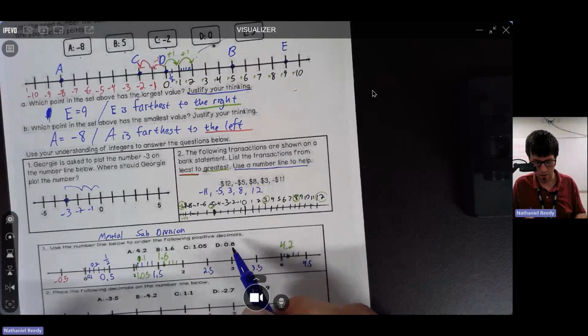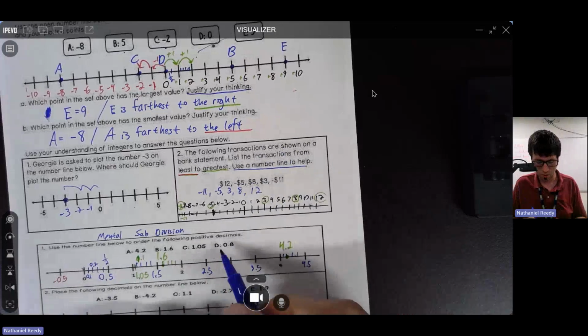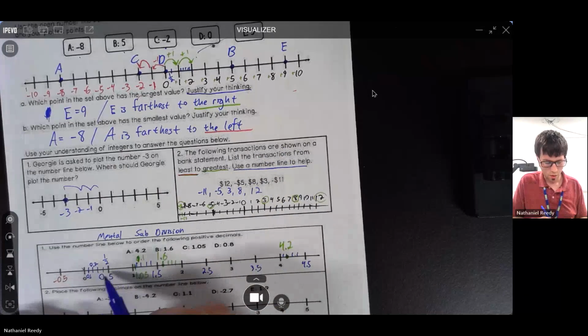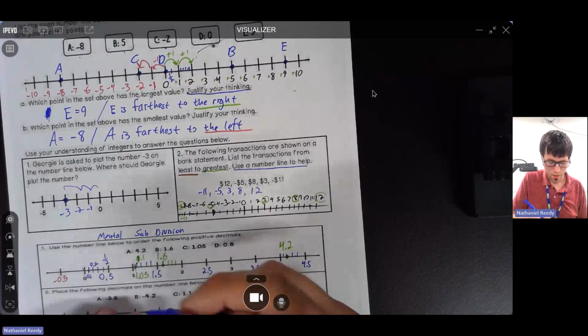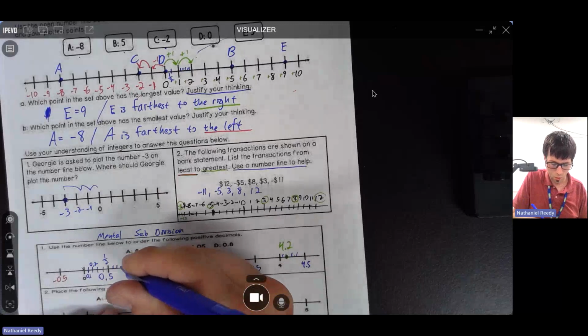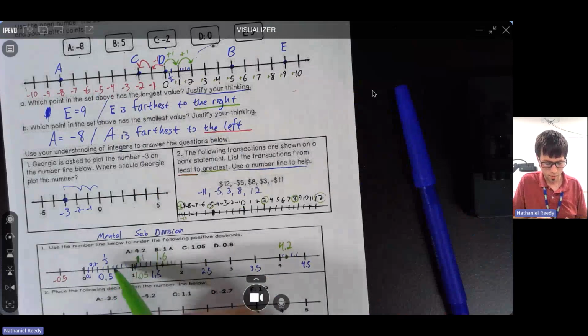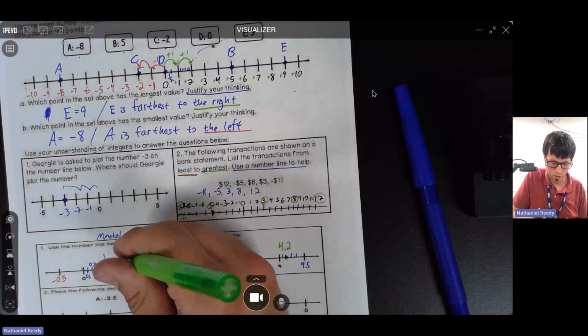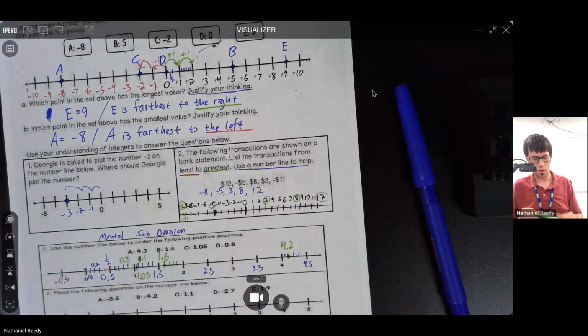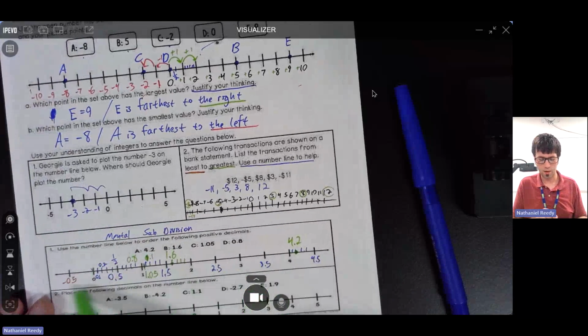Okay, last one is a little bit easier, 0.8. Okay, so 0.8. So over here, this is 0.5. So again, if I just imagine there's more lines between 0.5 and 1, here I have 0.6, 0.7, 0.8. So this would be 0.8. So I did the top right here.